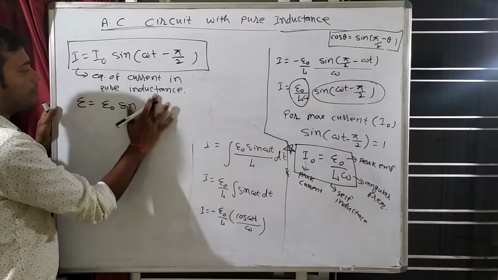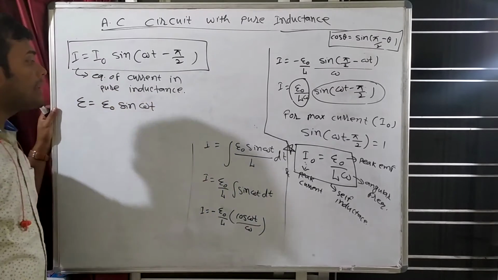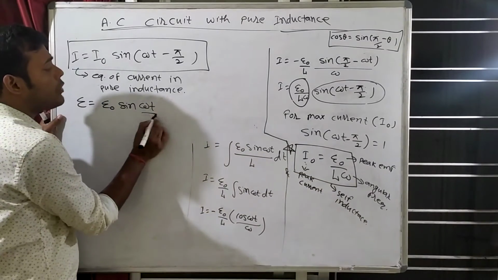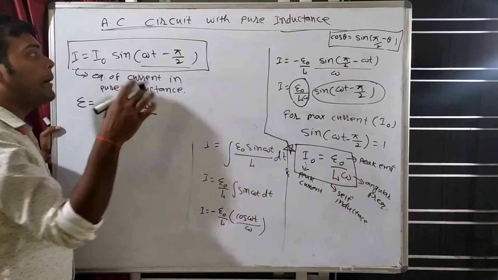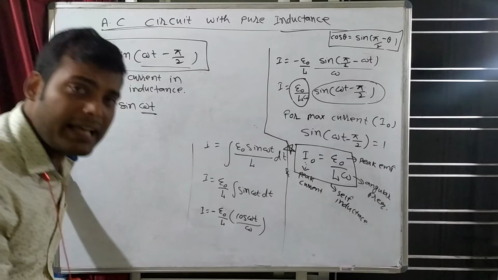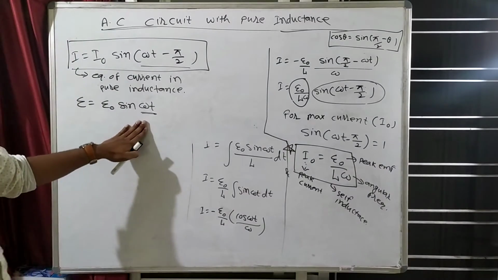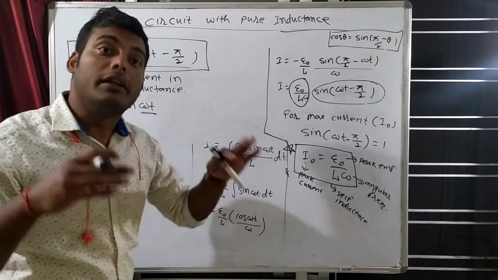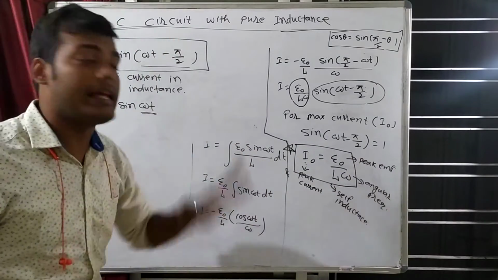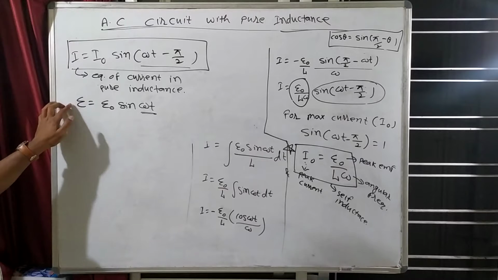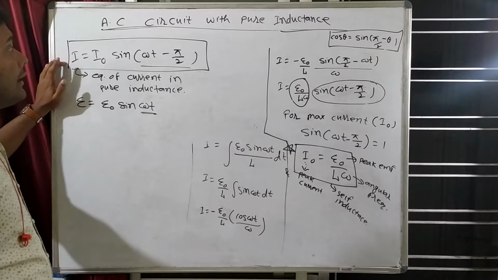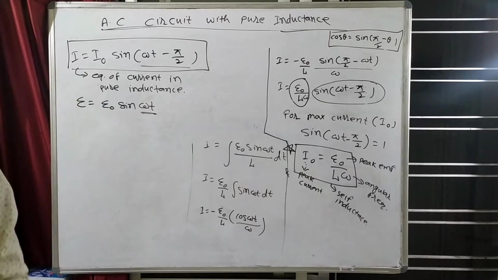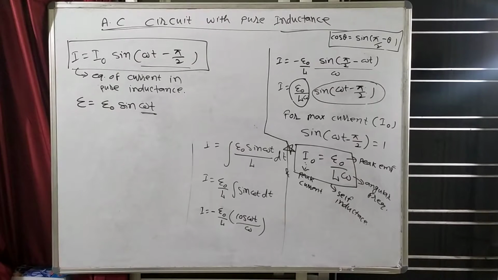So is there any phase difference? What is the phase of EMF? The EMF phase is omega t. What is the phase of current? Omega t minus pi by 2, meaning pi by 2 less than omega t. That means you have to decrease something. Whose phase is less? The current phase is less. Whose phase is more? The EMF phase is more. So can we say that current is lagging and EMF is leading?